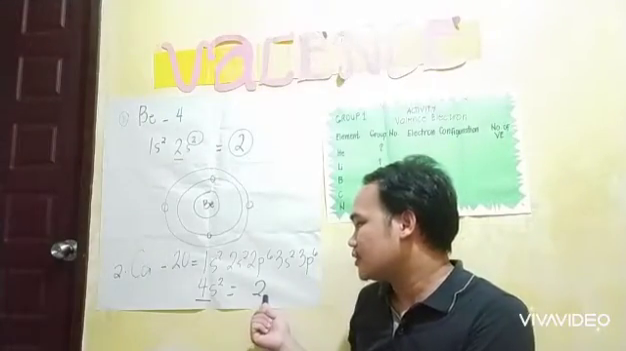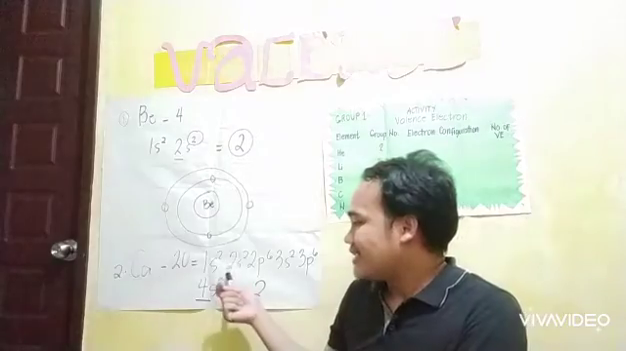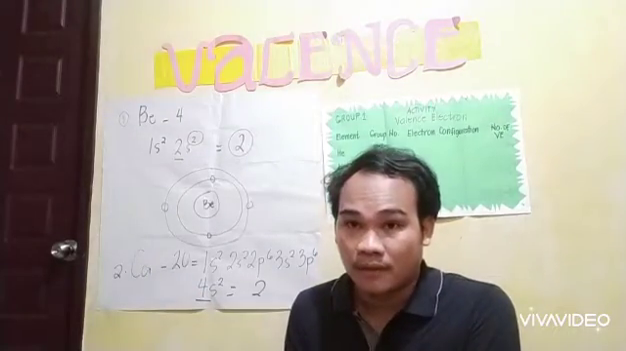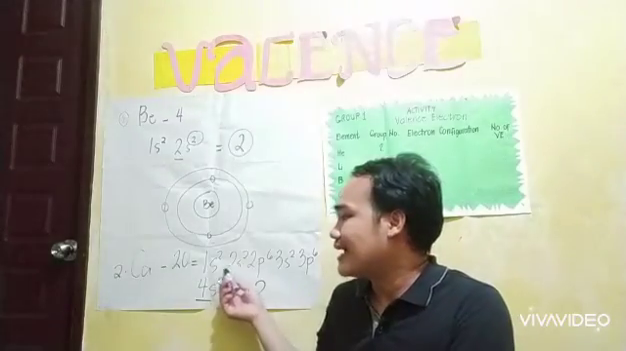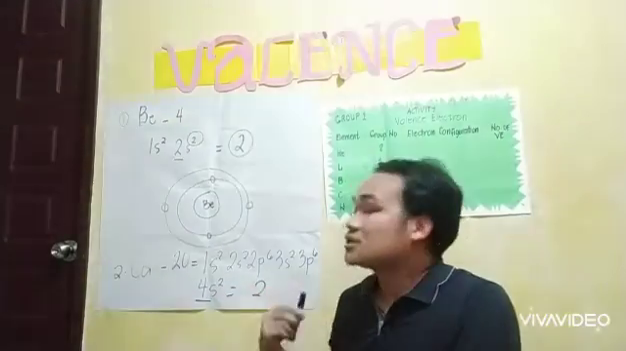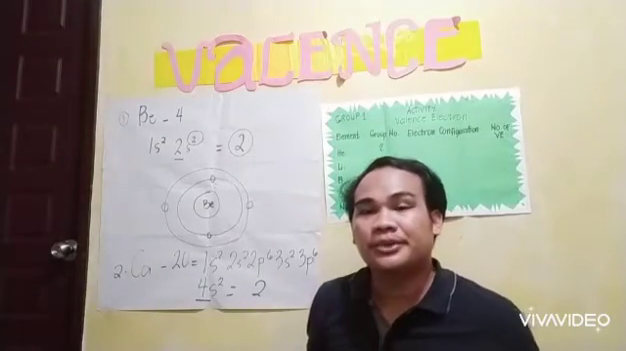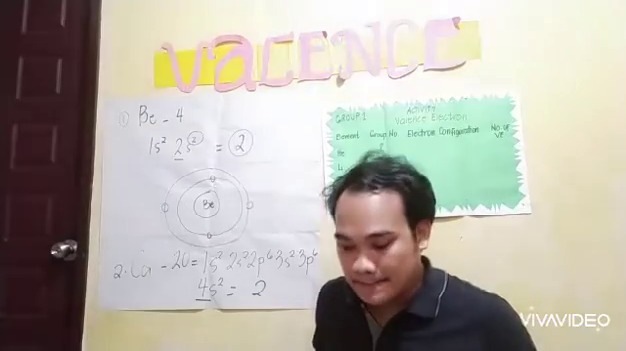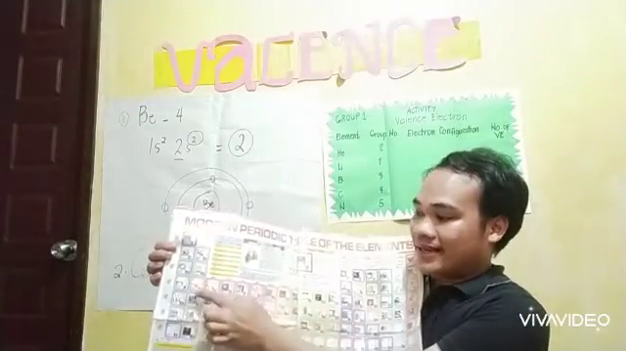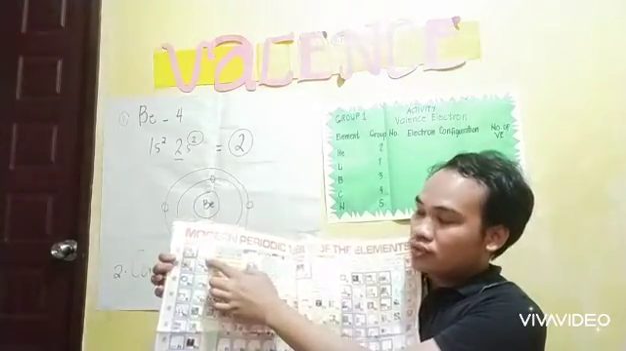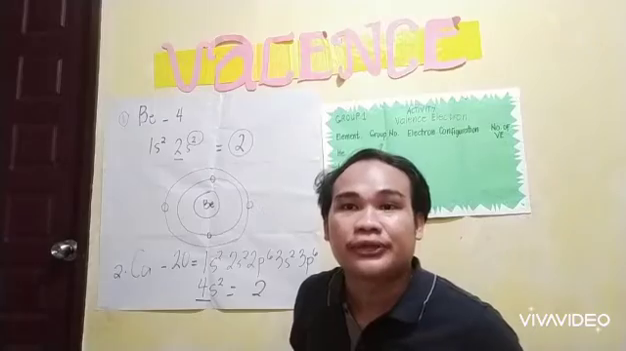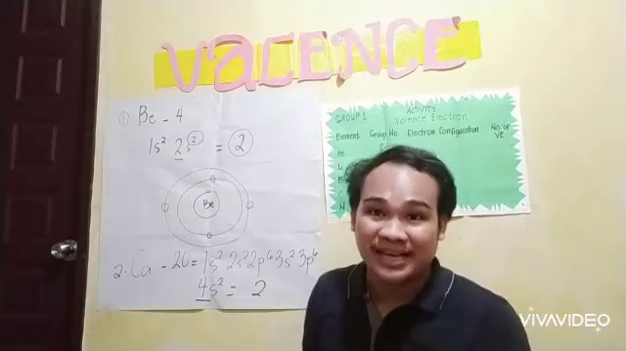Okay, the valence electron of calcium is 2. So how did we get 2? The highest principal energy level of calcium is 4, and the number of electrons at the highest principal energy level of calcium is 2. So that's why our valence electron is 2. And then if you are going to locate beryllium and calcium in the periodic table, you will find out that beryllium and calcium belong to group 2. Just like what I mentioned earlier, the valence electron can determine the group number of an element or an atom.